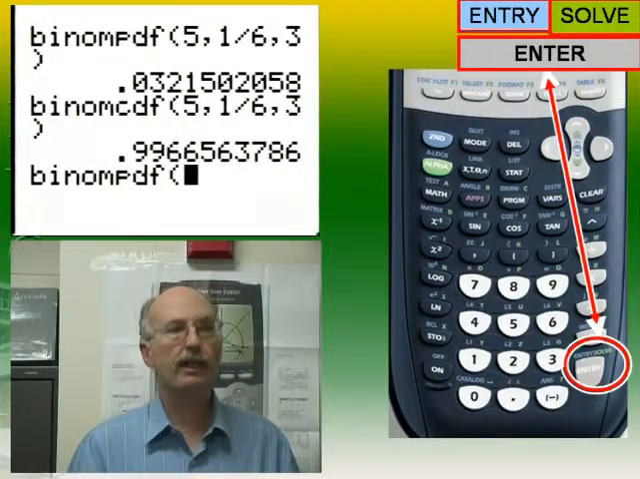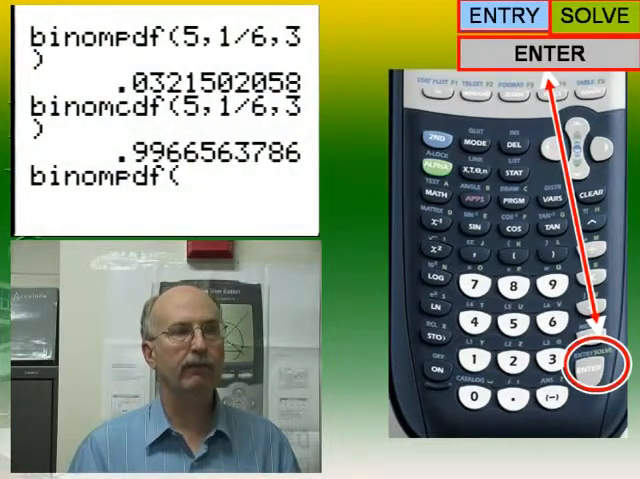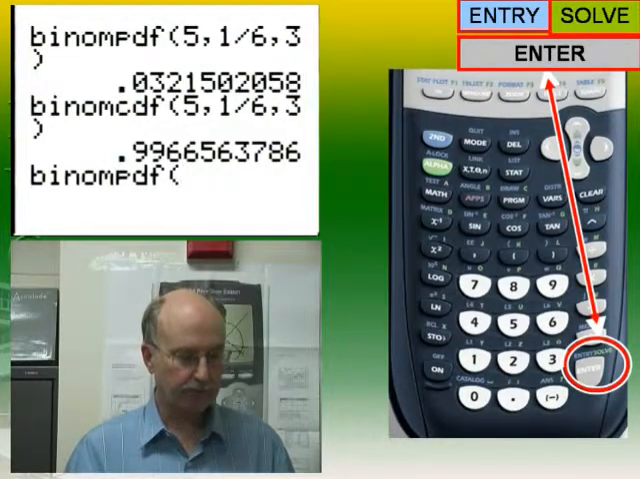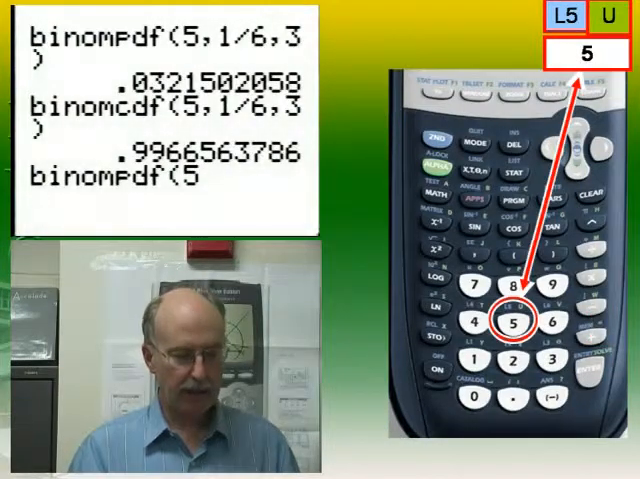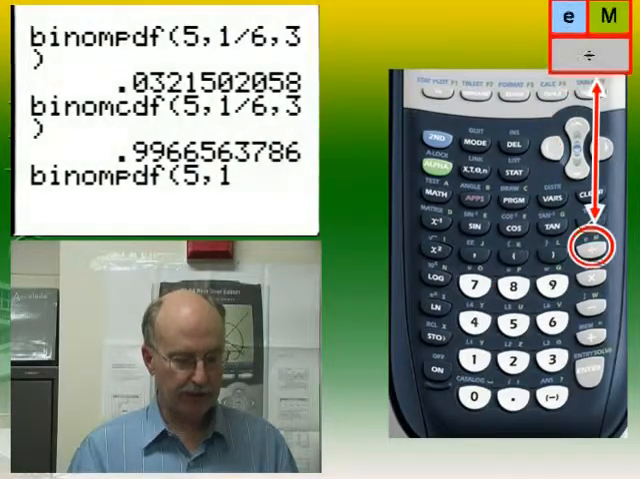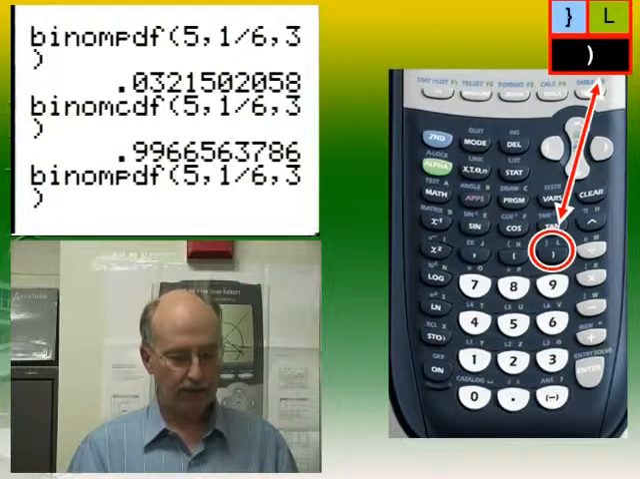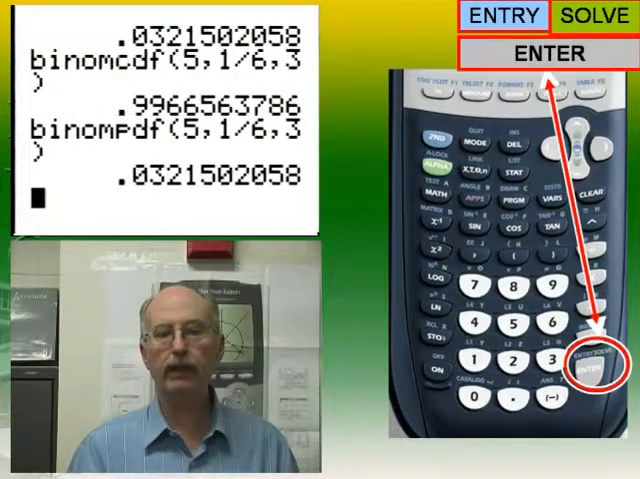And now there's a syntax for this, and the syntax is the number of trials, in this case 5, the probability of success 1/6, and the number of successes 3. Let's put those in. I hit 5, comma, 1 divided by 6, comma, and 3, and we hit enter, and you can see that we get 3%.